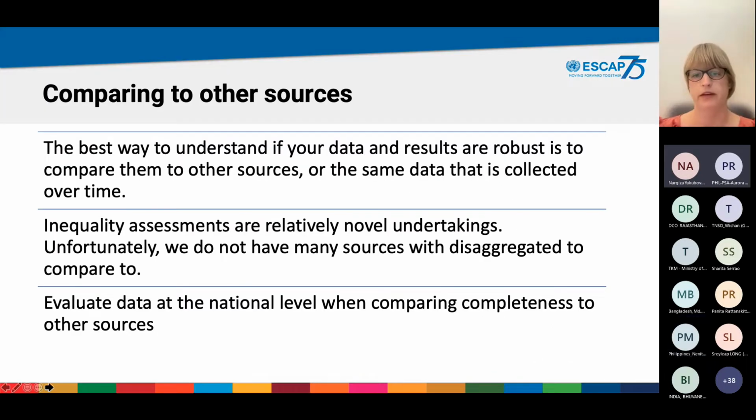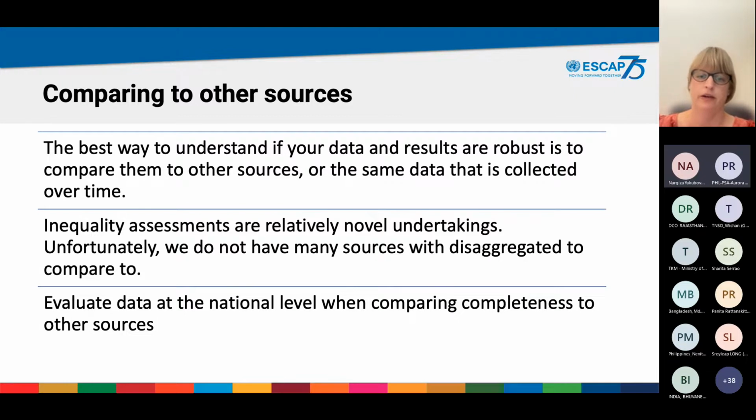The best way to understand if our data and our results are robust is to compare them to other sources, or to the same data collected over time. That's why we looked at the Ministry of Education enrollment data over all those years, or registered births over all those different years, or recorded births. So we want to understand over time, but we also want to understand completeness over time.